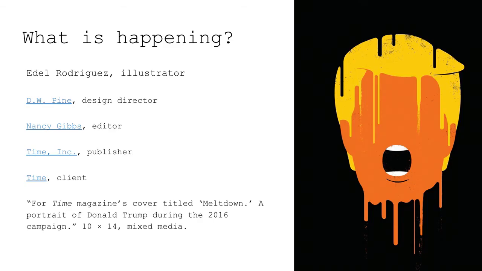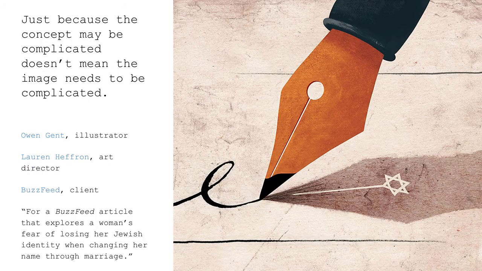So in our first example, we're looking at this image called Meltdown, and it's very simple. We're taking a complicated story that has a lot of details in it, but it's really boiled down into what is the most important. We have the character, and we understand immediately what's happening to them. Again, just because a concept may be complicated, it doesn't mean that the image needs to be complicated.